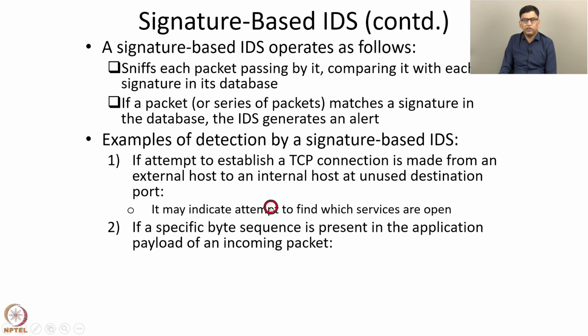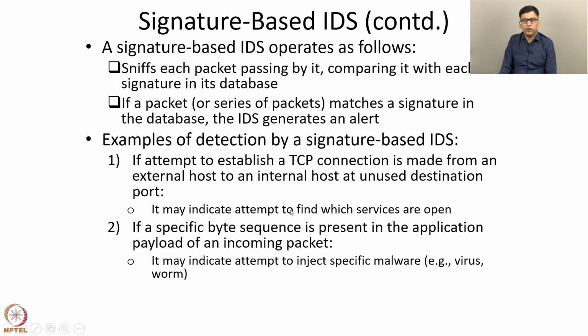If a specific byte sequence is present in the application payload of an incoming packet, then it may indicate an attempt to inject specific malware, for example, virus or worm. So this byte sequence may be a part of the virus or worm. So that may indicate that there is an attempt to inject such malware. So by matching the specific byte sequence with one of the signatures, the IDS is able to detect the presence of a virus or a worm.